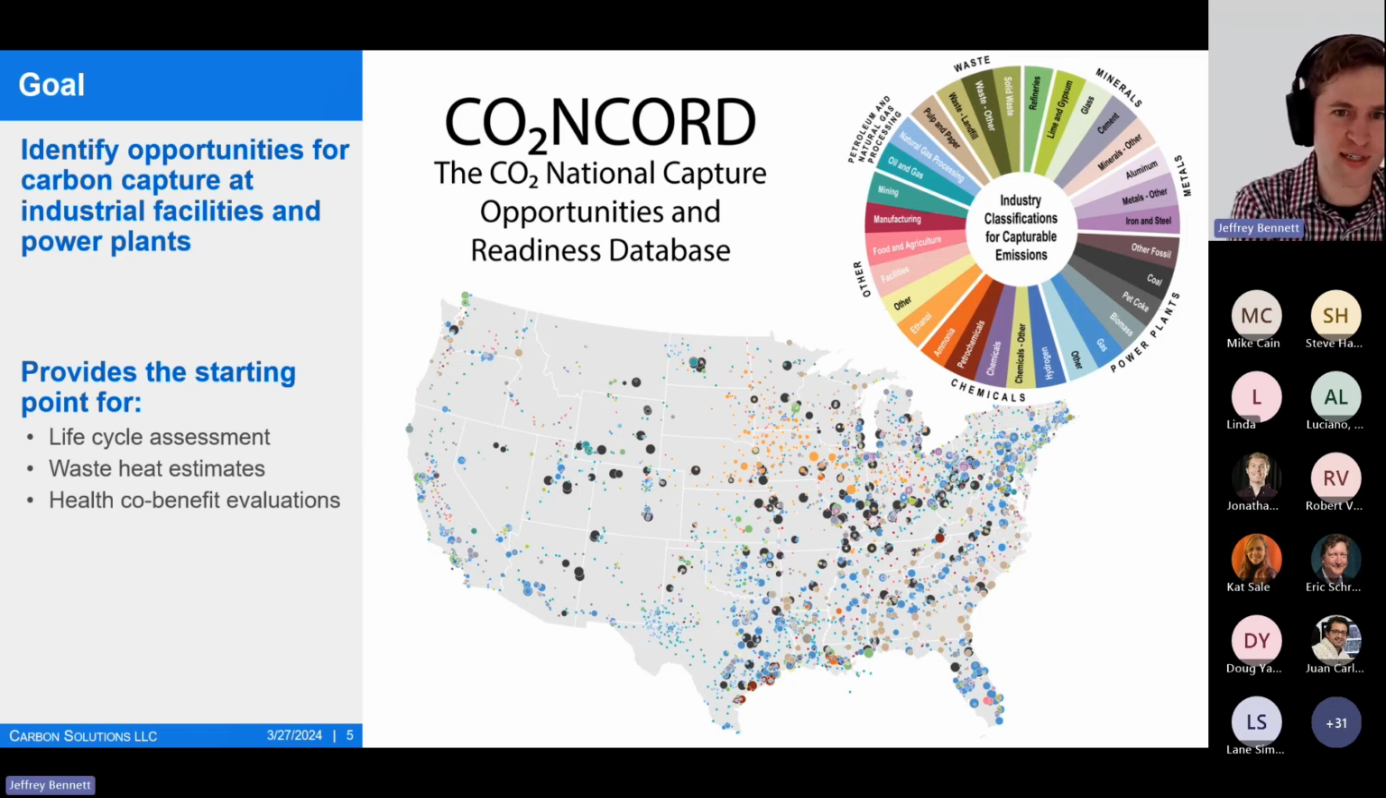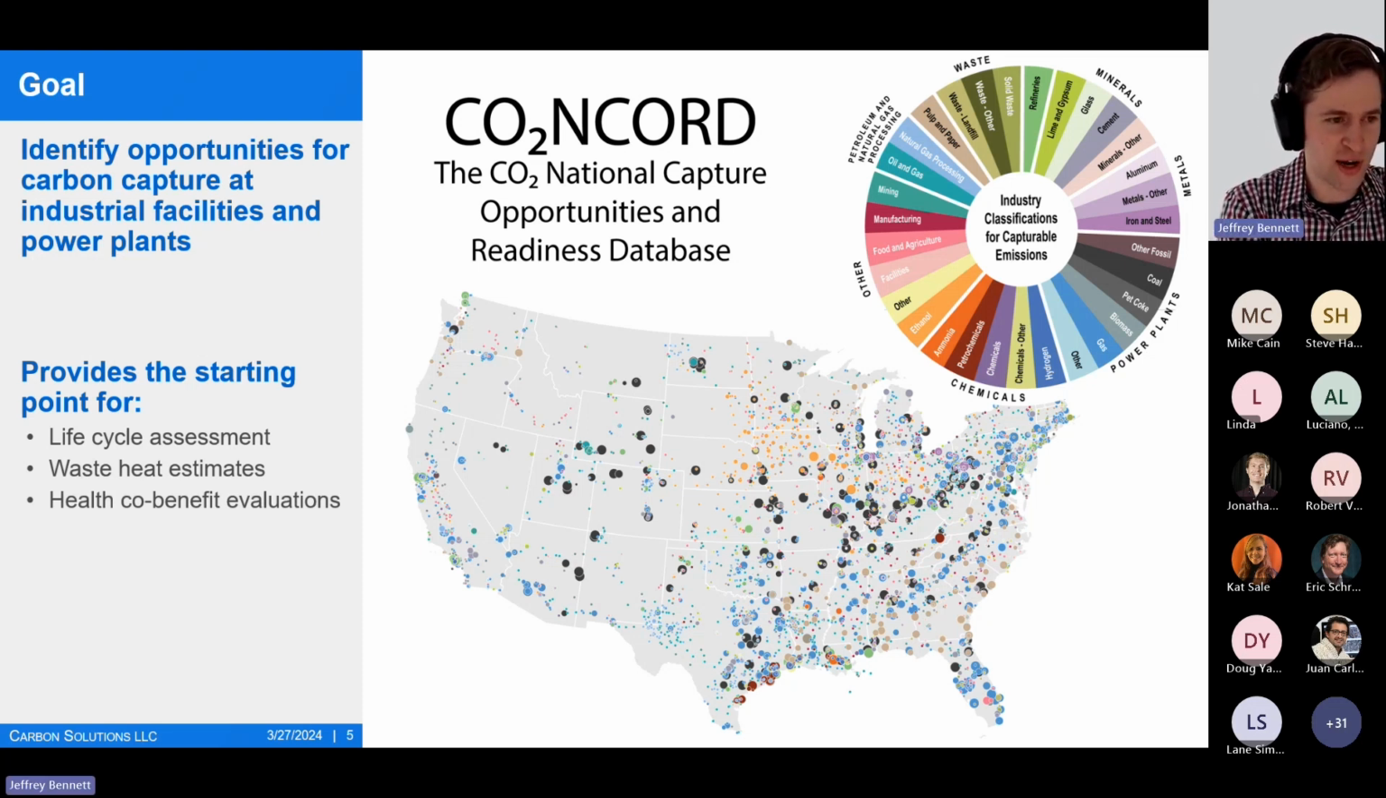On the right here, you see a map showing some of the common outputs you might see from Concord, where you have all the different emitters of CO2. Here we classify them by the type of facility, and then we'll show different features for these, such as cost of capture, amount of CO2 that can be captured, or other things.